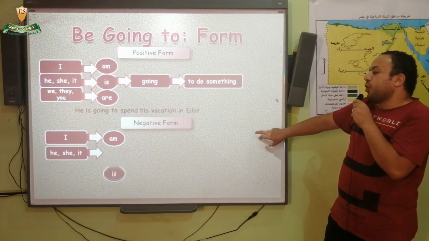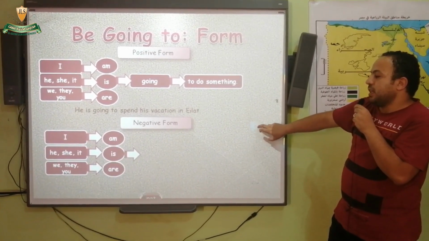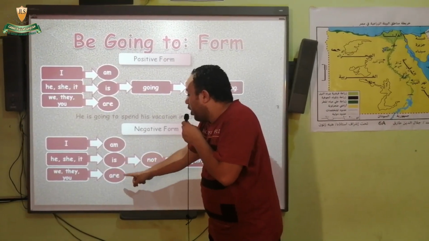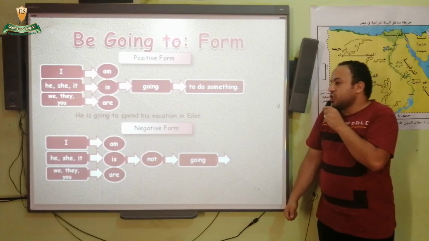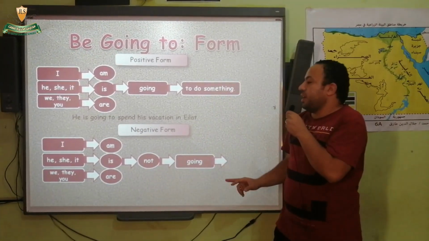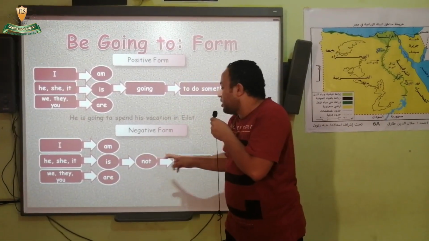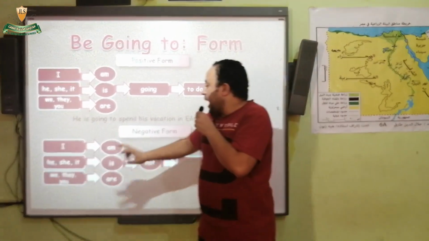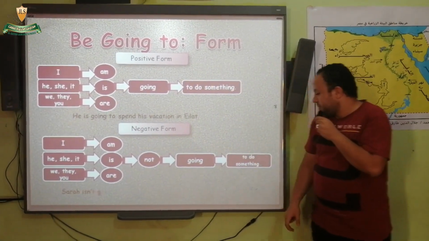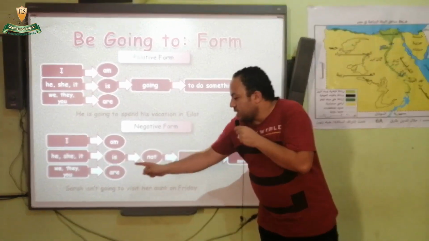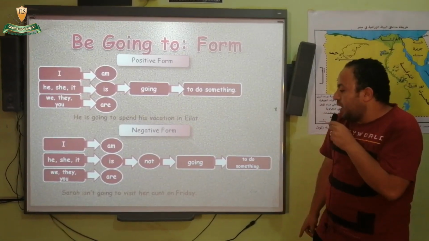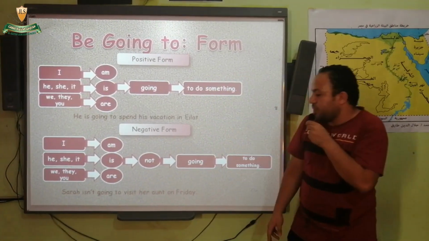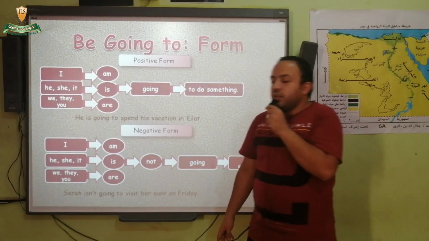The negative form. Here we have am, is, or are plus not. So I am not going. He is not going, he's not going. We are not going. So we add not after am, is, or are. So Sarah is going to visit her aunt on Friday. Sarah isn't going to visit her aunt on Friday.